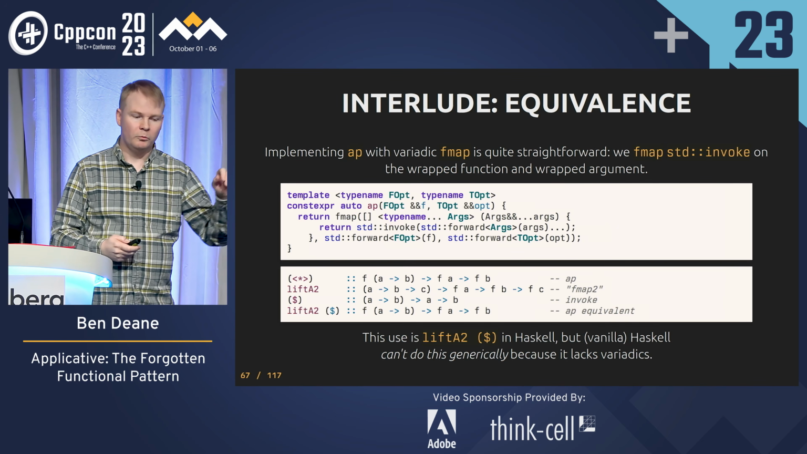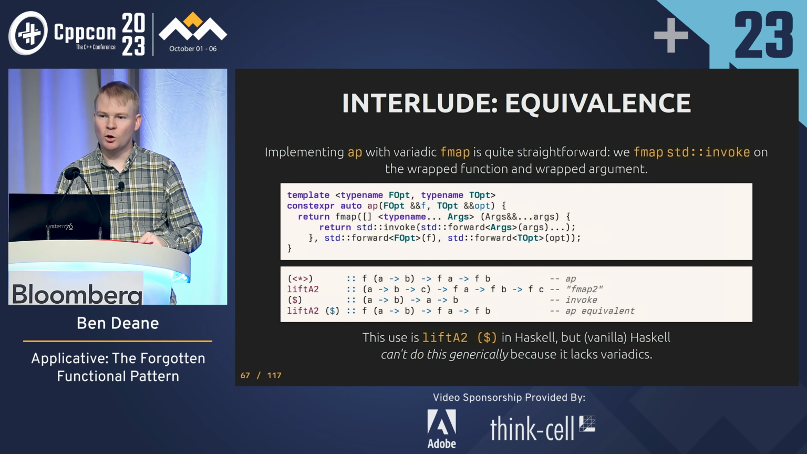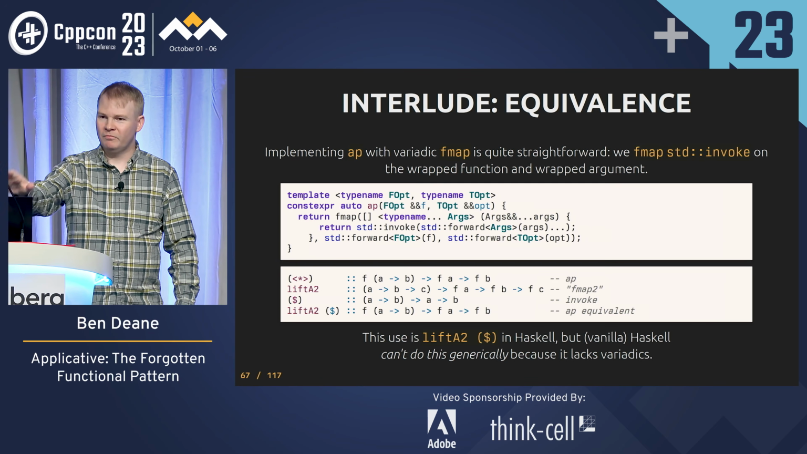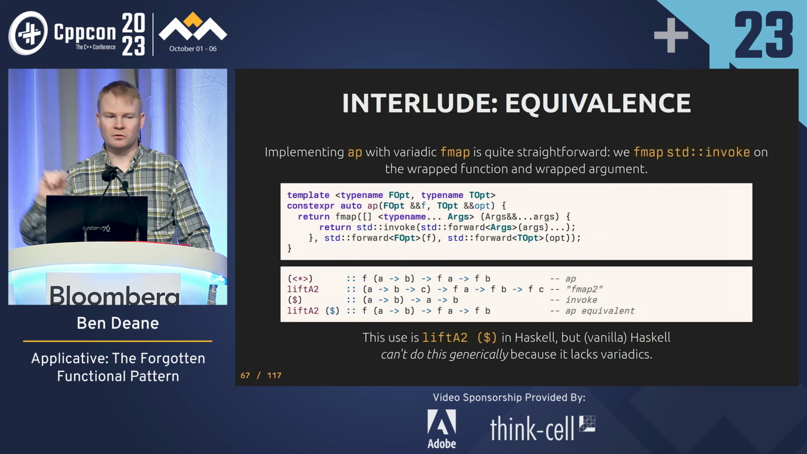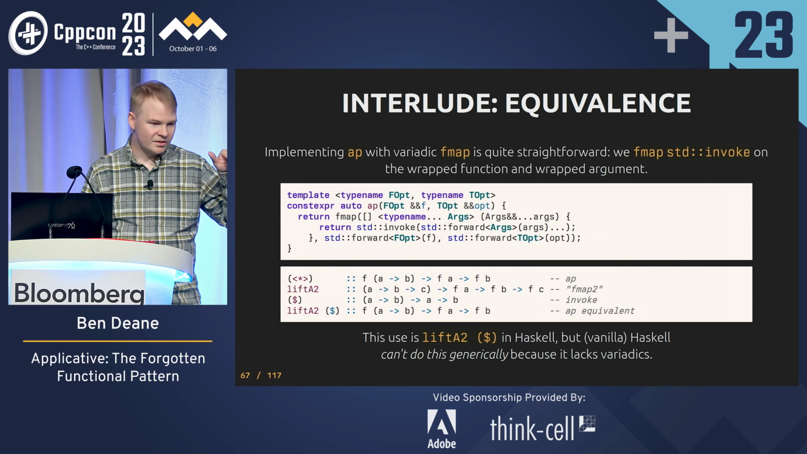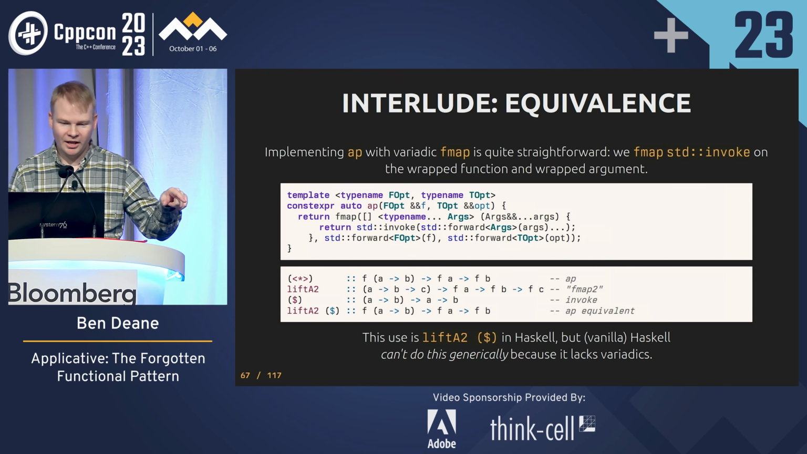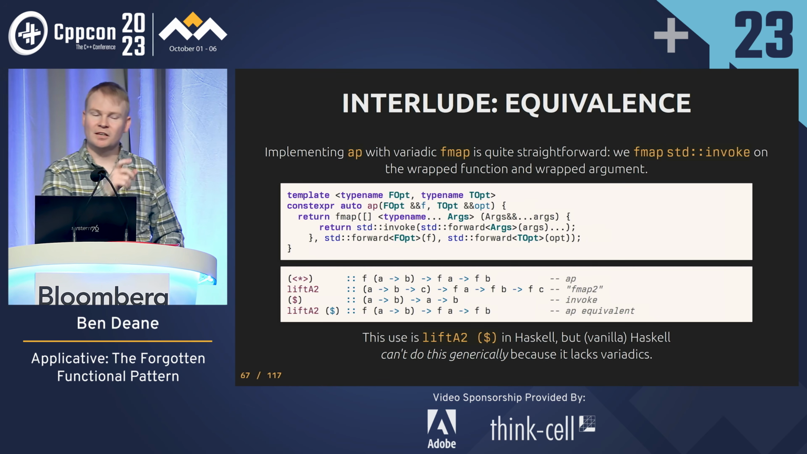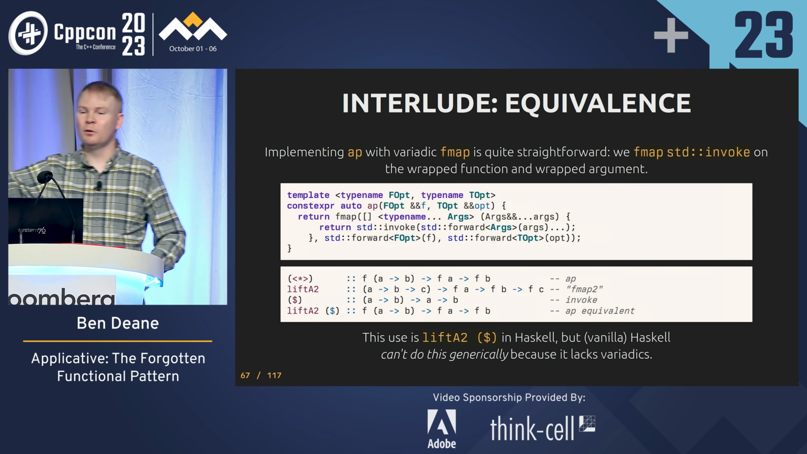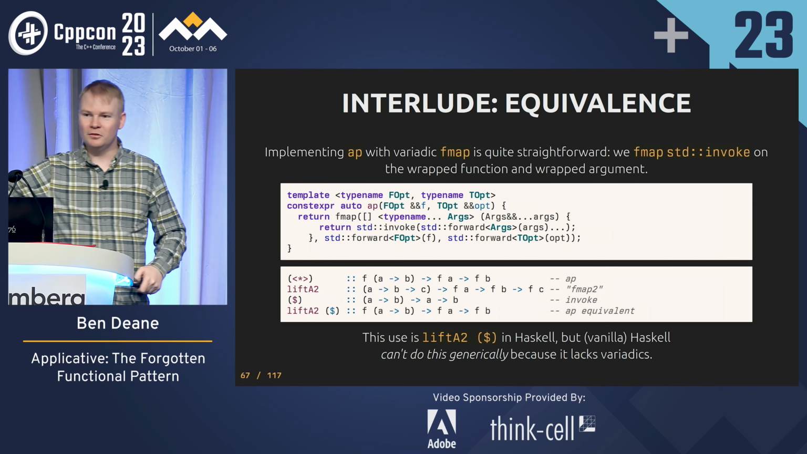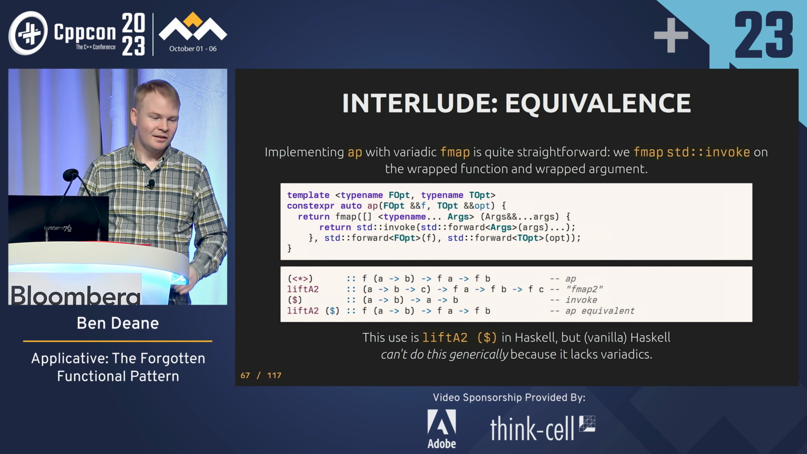Well, happily, it's quite straightforward to implement classical apply with variadic fmap, because all we need to do is fmap std invoke, right? Std invoke is going to take function inside an optional, argument inside an optional, other argument inside an optional, and it's going to invoke. So our variadic fmap is going to call std invoke on the result of unwrapping all those optionals, i.e. the first argument is our function inside the functor, so it's going to invoke that function on the optionals, right? So this is the same thing.